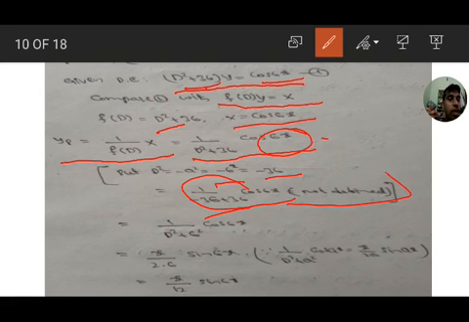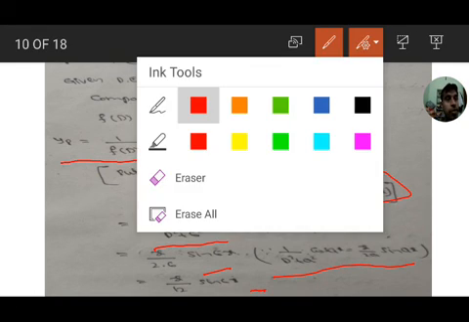So it is undefined. 36 means 6 square, 1 by D square plus 6 square cos 6x, it is 0, undefined. So we have to use the formula 1 by D square plus a square cos ax equal to x by 2a sin ax, that is x by 2 into 6 sin 6x, that is x by 12 sin 6x. Okay, write down the problem.